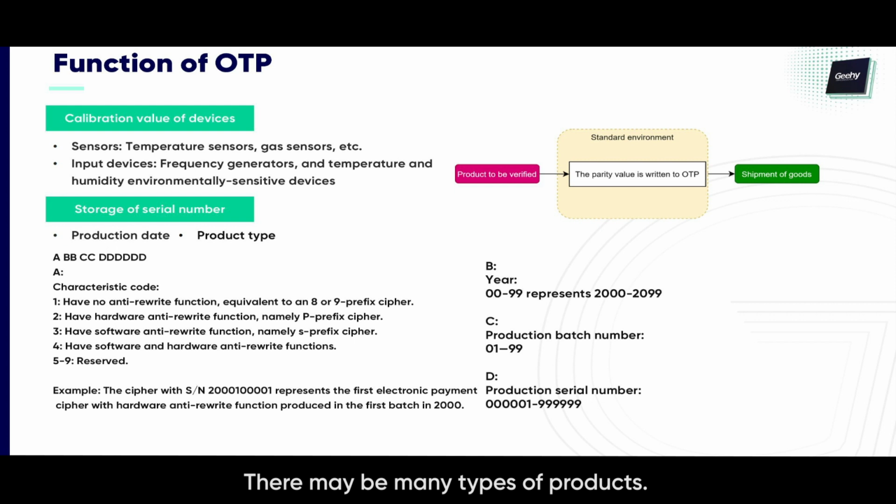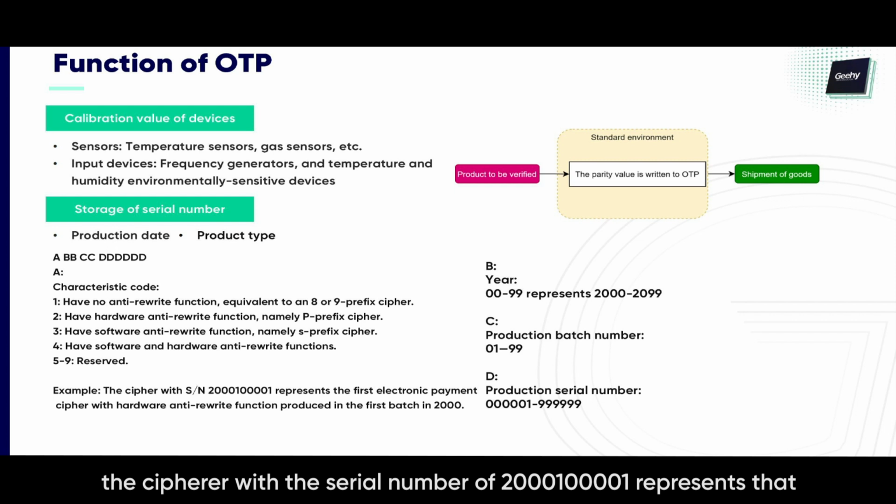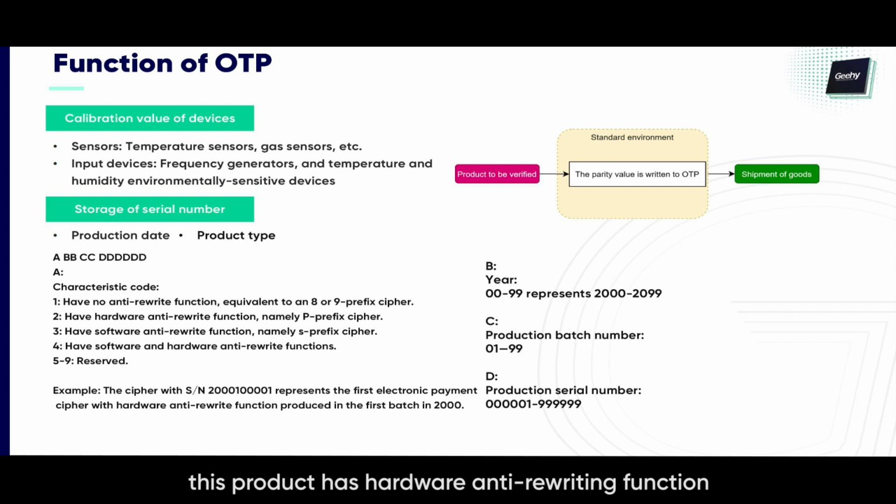There may be many types of products. For example, the cipher with the serial number of 20001000001 represents that this product has hardware anti-rewriting function, and that it is the first electronic payment cipher in the first batch of products produced in 2000.